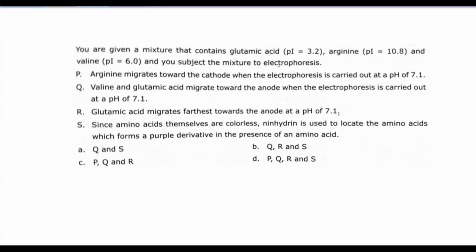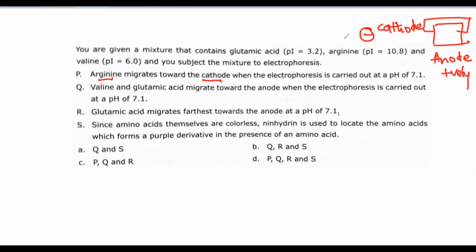These are all of the statements. So it says arginine migrates towards the cathode when the electrophoresis is carried out at pH 7.1. Firstly, what I need to understand is during an electrophoresis, we always connect the battery in such a way that this is your cathode and this is the anode. So the anode is always positively charged. It's connected to the positive terminal and the cathode to the negative.